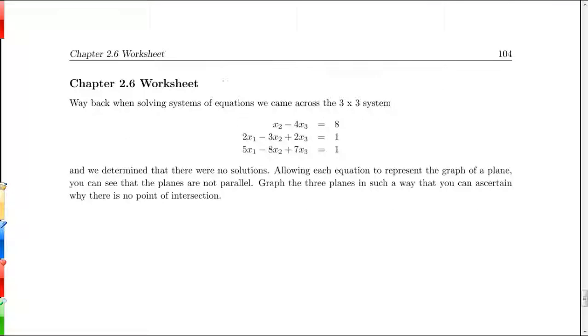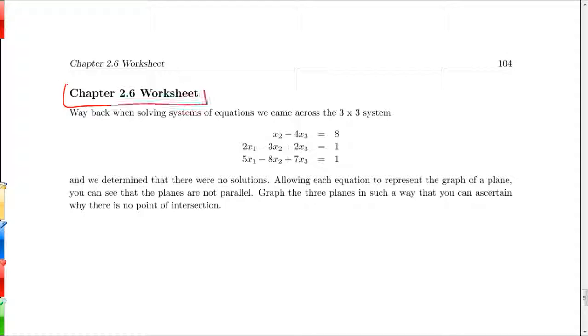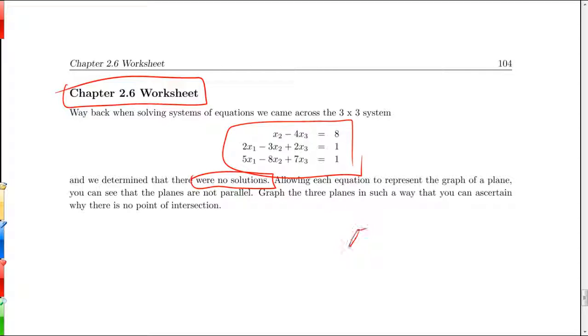And then for this worksheet problem, basically what I want you to do is plot all 3 of those planes and see if you can see why there are no solutions. Right? Because they're not parallel. If you're looking for the intersection of 3 planes, if they're parallel like that, you'll get nothing. But that's not the case here, right? Because the normal vectors are not parallel.